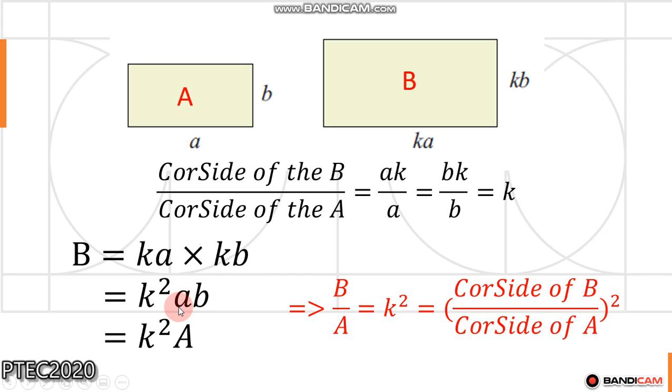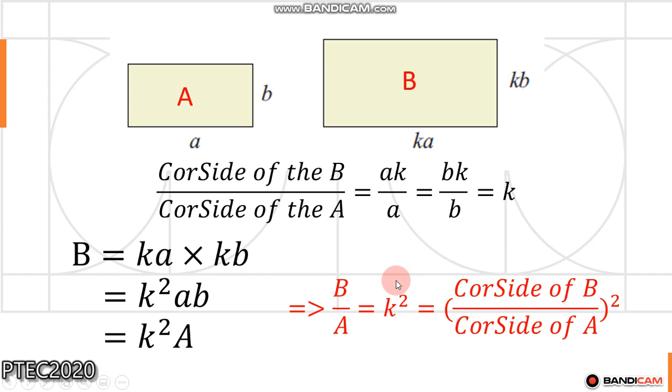So I can replace the product of a and b here with the capital letter A, which means the area of rectangle A. So I get B equal to k squared A. Or if I divide both sides by A, I will get B over A, and k squared A divided by A gives k squared, which is equal to the corresponding side of B over the corresponding side of A, squared, as you may know that k is equal to the corresponding side of B over the corresponding side of A. So k squared means the square of the ratio of the corresponding sides.